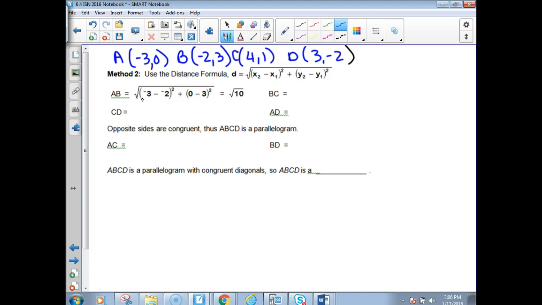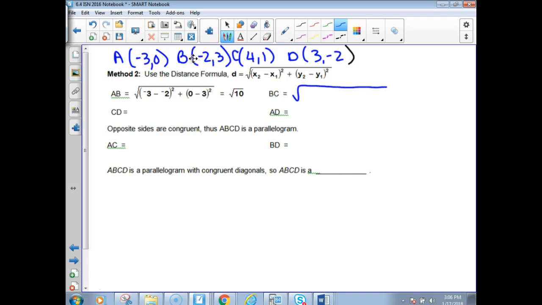All right, they already found us the length of A to B. They did the distance formula. So they did -3 minus -2 and 0 minus 3 to get the square root of 10 after they squared those. All right, let's find B to C.